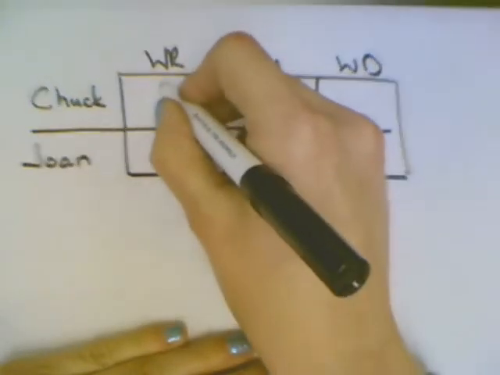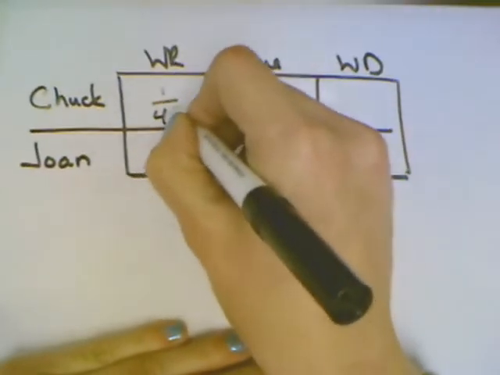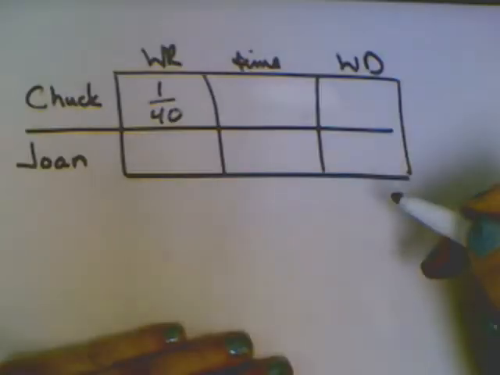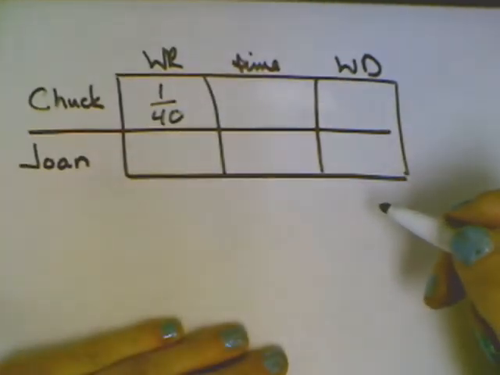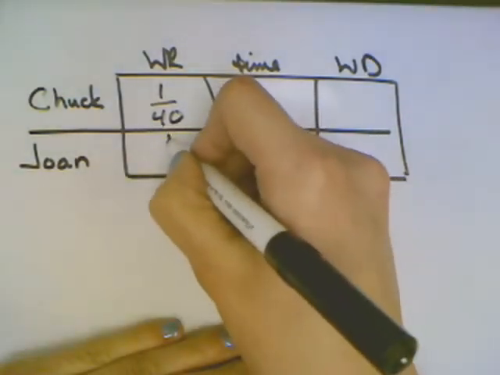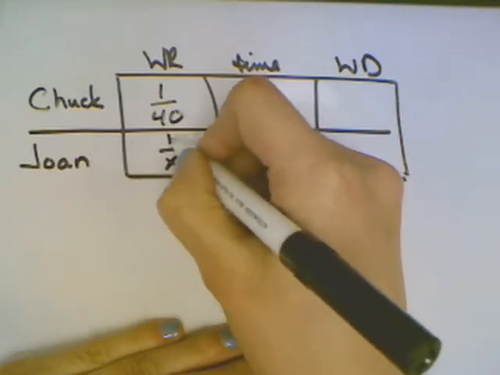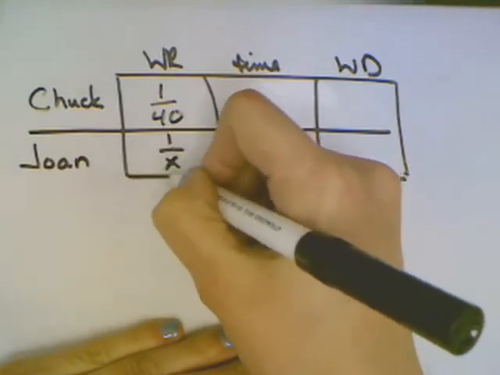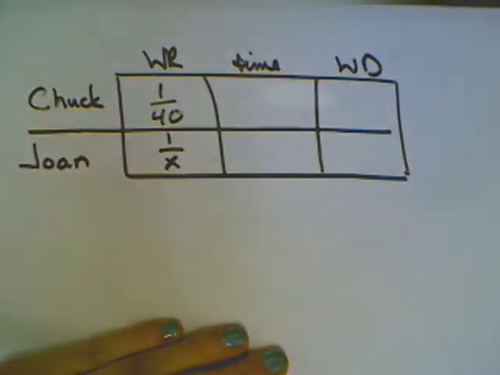I know that Chuck can shovel off the entire driveway in 40 minutes, so I know Chuck's work rate. The trick with this problem, though, is I don't know Joan's work rate. It doesn't say how long it takes her to do the driveway all by herself. So that's the x that I'm going to solve, and I'm going to solve it as 1 over x. X would be the amount of time Joan can do it alone.